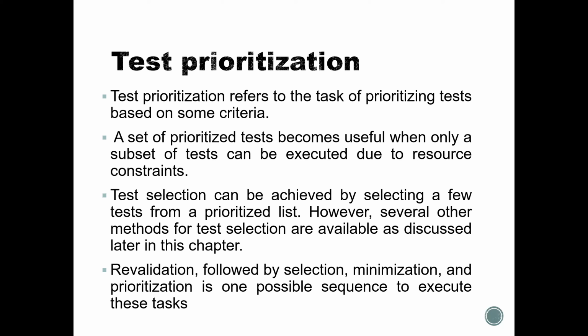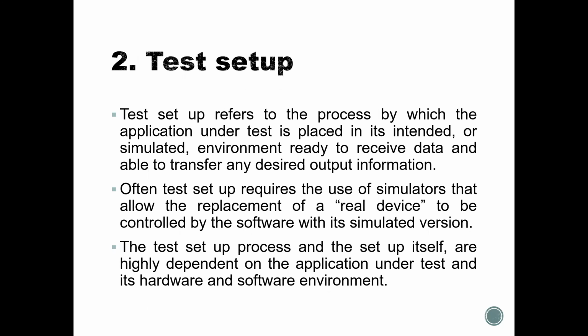However, there are multiple other test selection criteria which we are going to see in our later chapters or slides. But the thing is, revalidation followed by selection, minimization, and prioritization is one possible sequence to execute these tasks, like we just discussed initially. So the next thing is, once you have done revalidation, selection, minimization, and prioritization, you need to build a test setup.